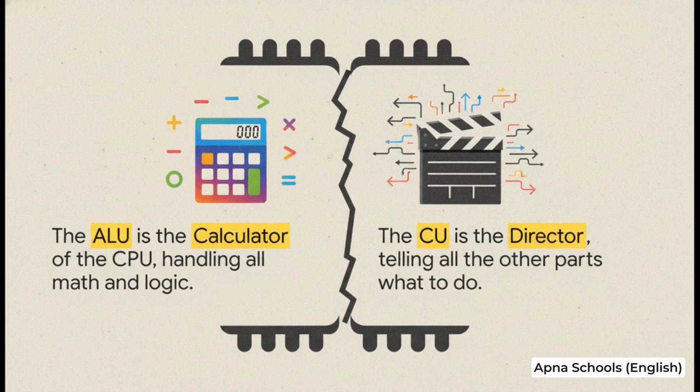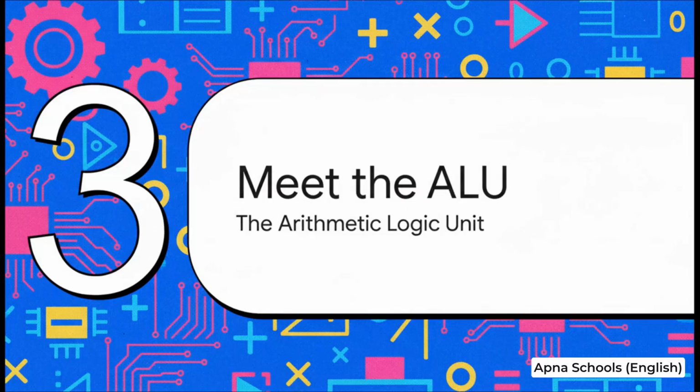Well, they're called the ALU and the CU. And the absolute easiest way to remember what they do is with a simple analogy. Think of the ALU as the calculator. It's the part that does all the heavy lifting with math and logic. And then you have the CU, which is the director, the boss that tells the calculator and everyone else exactly what to do. All right, so let's dig into the first half of this dynamic duo.